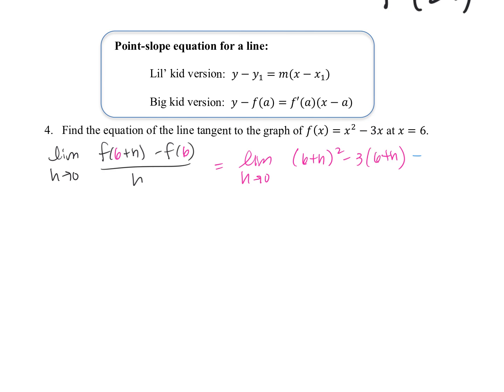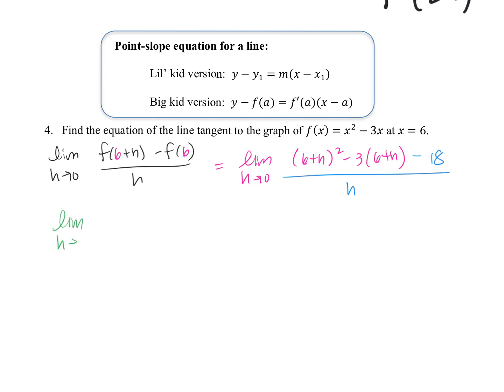36 minus 18 is still 18, all over h. Whoa. Okay, people. If I were to plug in a 0 for h right now, I'd get 0 over 0. We have to work some stuff out before we can cancel some things. 6 plus h times 6 plus h.